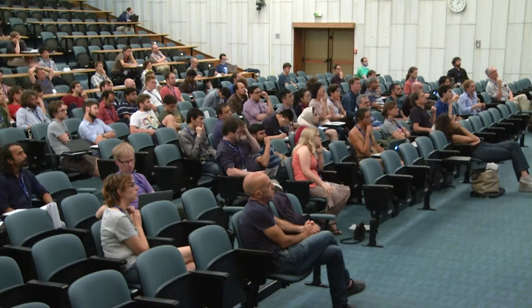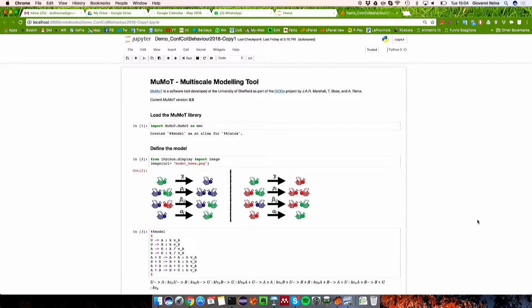So, the tool is called MUMOT, Multi-Scale Modeling Tool, developed in our group. And it is written in Jupyter, that is a Python framework. And Jupyter allows you to write notebooks. They are somehow similar to mathematical notebooks in which there are cells that can be dynamically run, and you can interact with the various cells with the commands. And it's presented as a website that you can run in your browser.